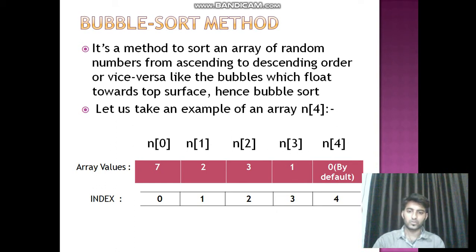So let's get on to an example. Here we took an example of an array named n having 4 entries. Those entries are listed, as you can see in this presentation, as array values. So these values are 7, 2, 3 and 1, with indices or indexes as: the index of 7 is 0, index of 2 is 1, index of 3 is 2, index of 1 is 3.